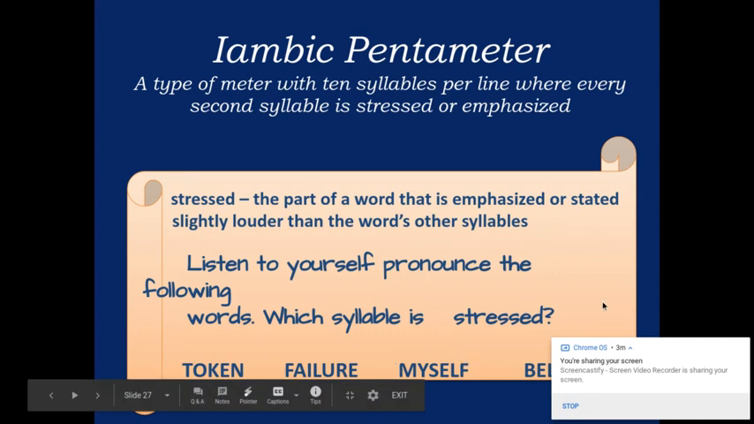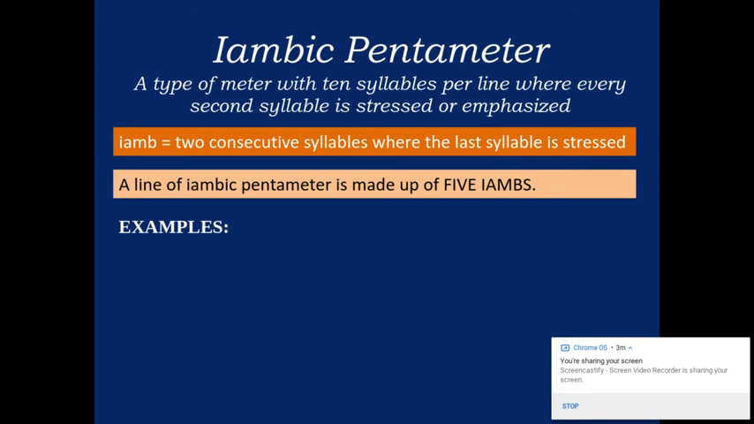Okay, so let's actually practice the line here. Iambic pentameter, what we're saying is that you have that meter, 10 syllables where every second syllable is stressed or emphasized. So it's 2 consecutive syllables with the last syllable stressed. That might still sound confusing because I'm going to say it's 5 iams, but what I mean is it's unstressed, stressed, unstressed, stressed, unstressed, stressed, unstressed, stressed, unstressed, stressed. I think that's 5. That rhythm is repeating just 5 times.